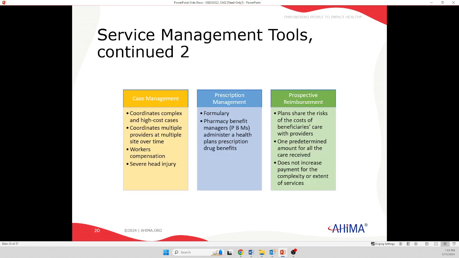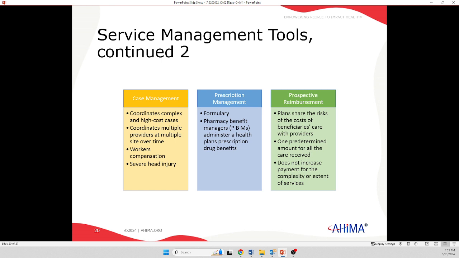We have that case management. That is going to help with the complex cases. Usually these people are going to have a case manager. Workers' comp, severe head injury. We have prescriptions where we have a formulary. A formulary is a list of medicines that the insurance company will pay for or will not pay for. We can have pharmacy benefit managers. They administer health plans' prescription drug benefit. We have the prospective reimbursement where the plans share the risk of the cost.